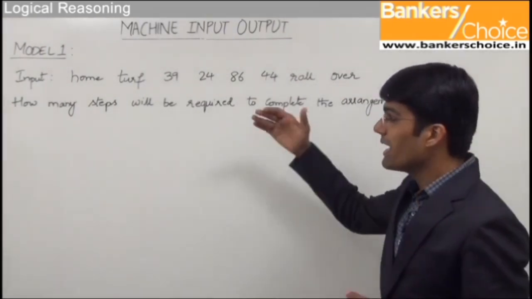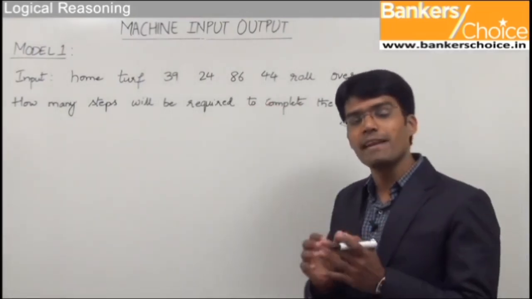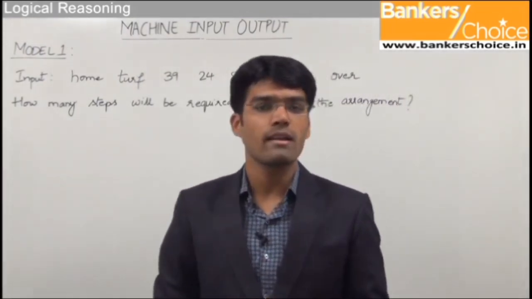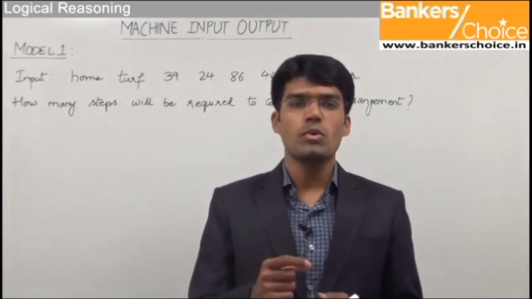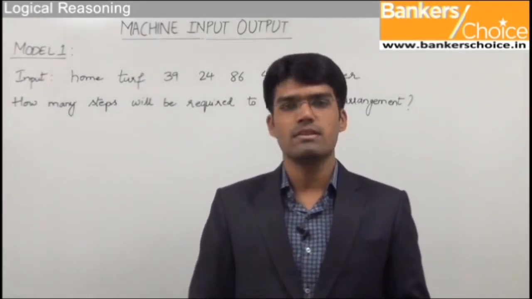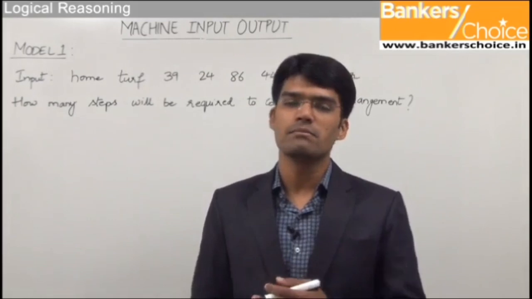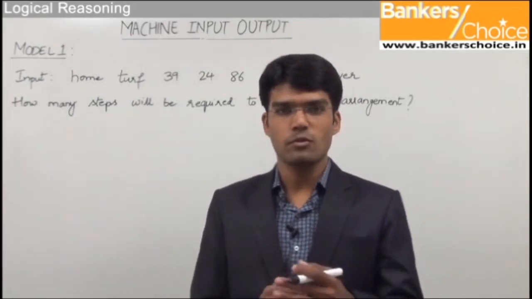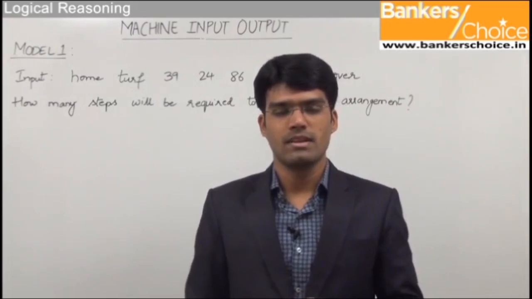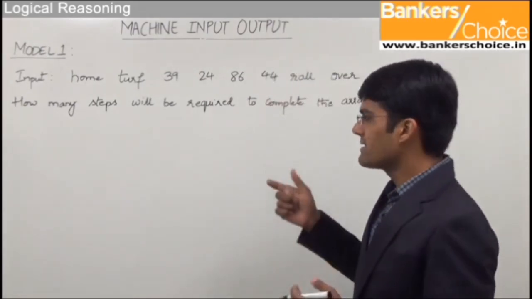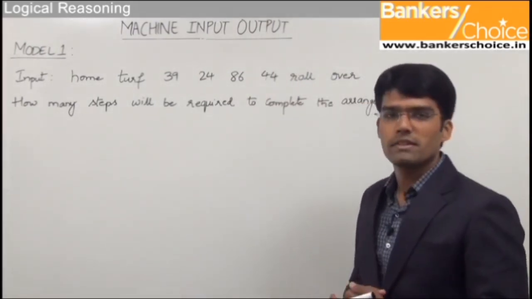So we need to do the arrangement for the given input and find out the number of steps required to get the desired output. Let me remind you, our desired output is to get the words and numbers in alternate positions, starting with numbers first. The numbers have to be in decreasing order and the words have to be in alphabetical order. So keeping these things in mind, let us just find out the output for the given input.